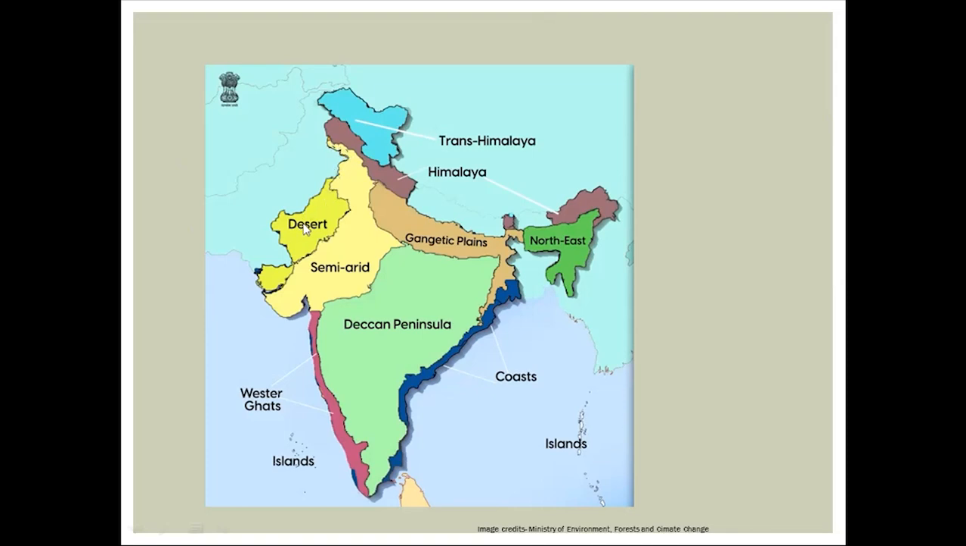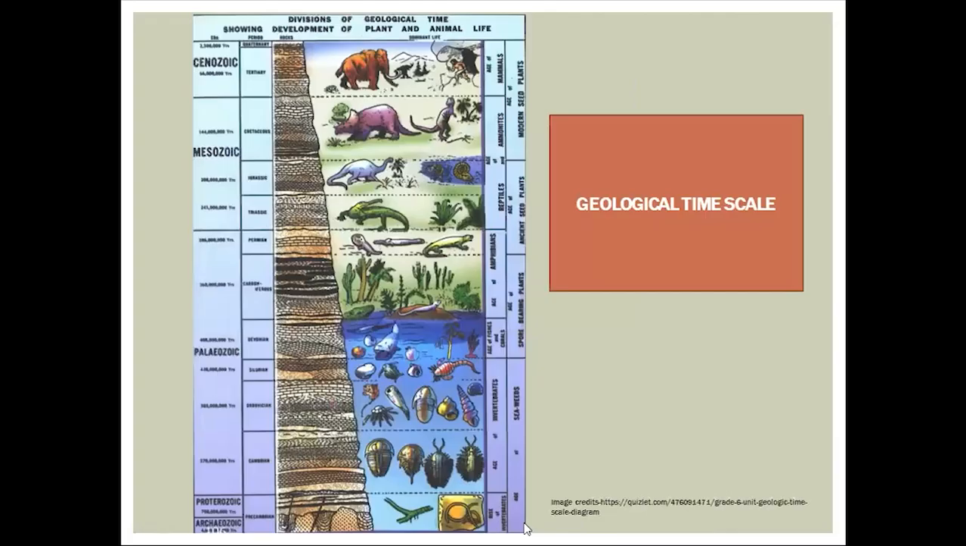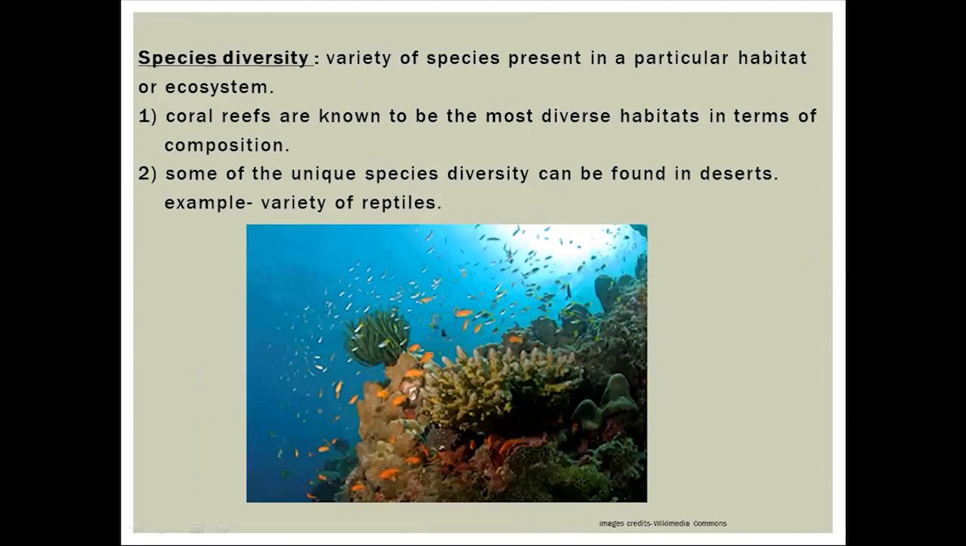Then this is your desert. Then semi-arid zone, the Western Ghats, Deccan Peninsula, Gangetic Plains, Northeast Zone, the coasts, and the islands. So they together in total are 10 zones. Before we look into each of these zones in detail, let us see what we have studied so far.